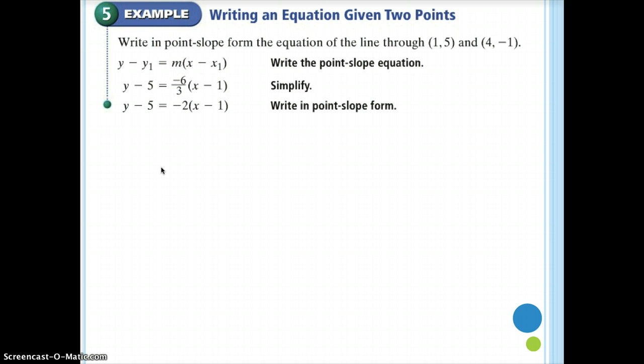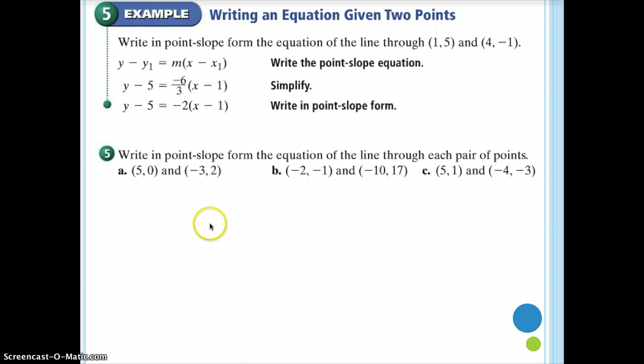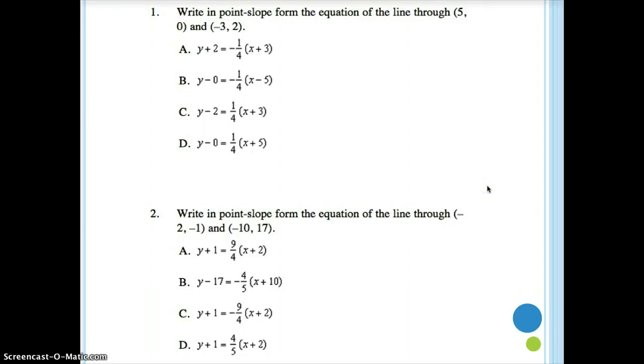This problem is pretty easy. All right, I want you to try A, B, and C on your own. Pause the video, give them a try, and I'll show you the answers on the next slide. All right, here come the answers.